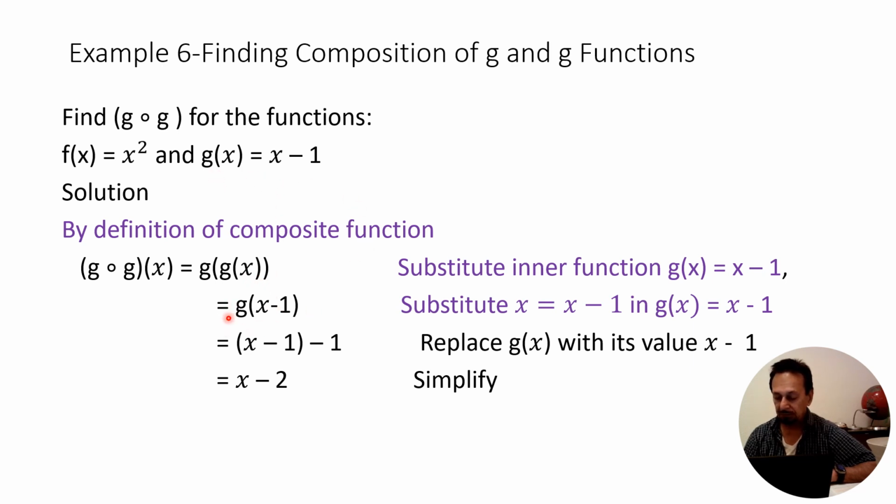Now we have to find g of x minus 1. So we're going to take x minus 1 and put it where the x is. So we bring it here and bring the minus 1 down. Now we simplify, so we have x minus 2. So this becomes x minus 2.